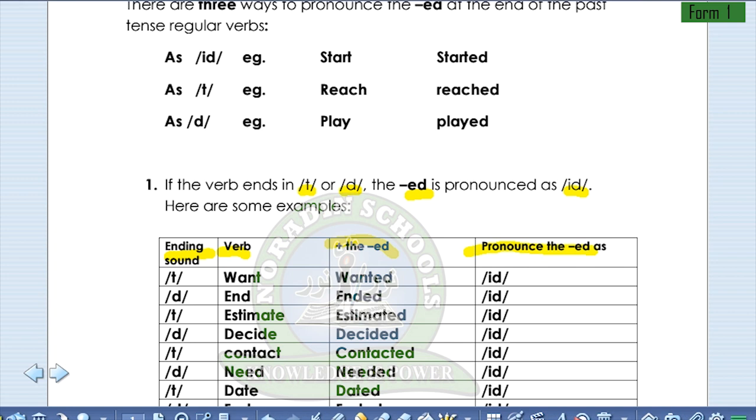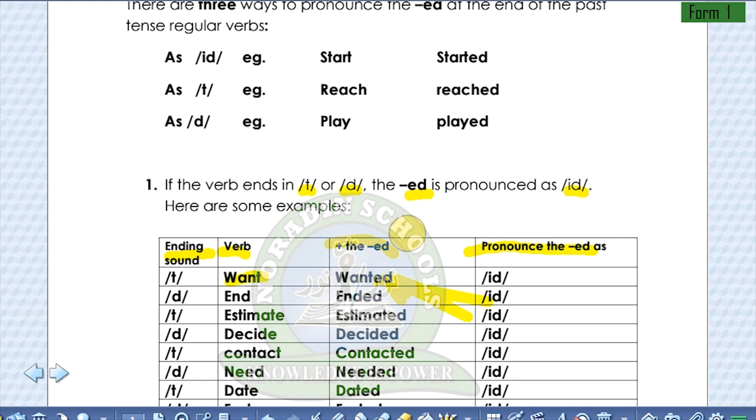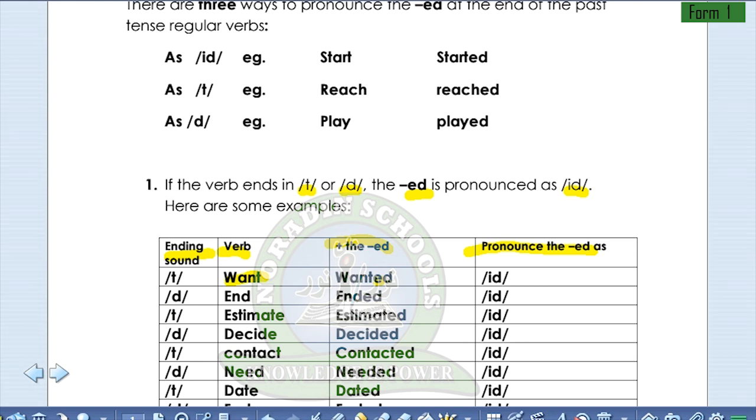For example, want. Now, the verb want has a T sound at the end. Therefore, we add id. Look at this. Wanted. We add ED. Now, the second word ends with a D sound. Therefore, it should be pronounced as id at the end. For example, end, ended. You are familiar with words that end with ed, but the problem is the rest. Okay, ended.